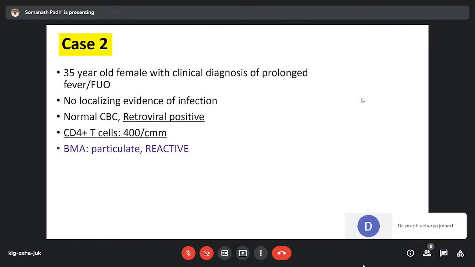The second case is a 35-year-old female with a clinical diagnosis of prolonged fever, or fever of unknown origin. There was no localized evidence of infection. She was found to be retroviral positive with a CD4 count of 400. The bone marrow aspirate was nicely particulate, and it was called a reactive marrow. No evidence of any dysplasia like in the previous case. The culture was negative. There was no evidence of infection with the available special stains for microorganisms.